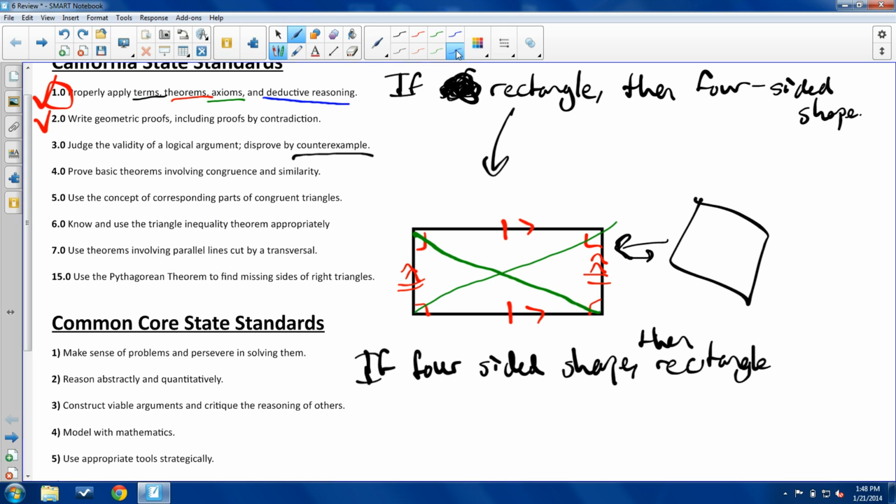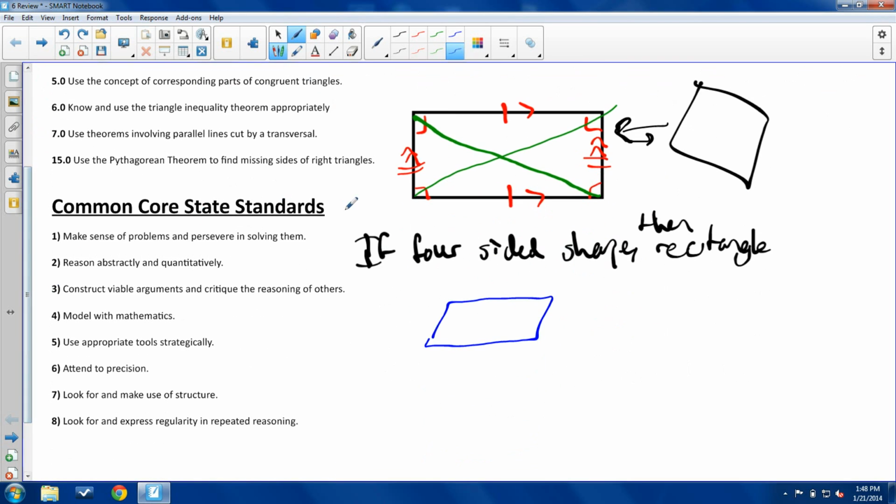So disproving by counterexample here, if I have a four-sided shape, then I have a rectangle. Wrong, because I could have a parallelogram, right? I could list multiple more examples than that, but I don't have to. I've listed one. And maybe at that point you want to say, well, what's a parallelogram? It's a four-sided shape, check, just like a rectangle. It has diagonals that bisect each other, check, okay. And it has parallel opposite sides.